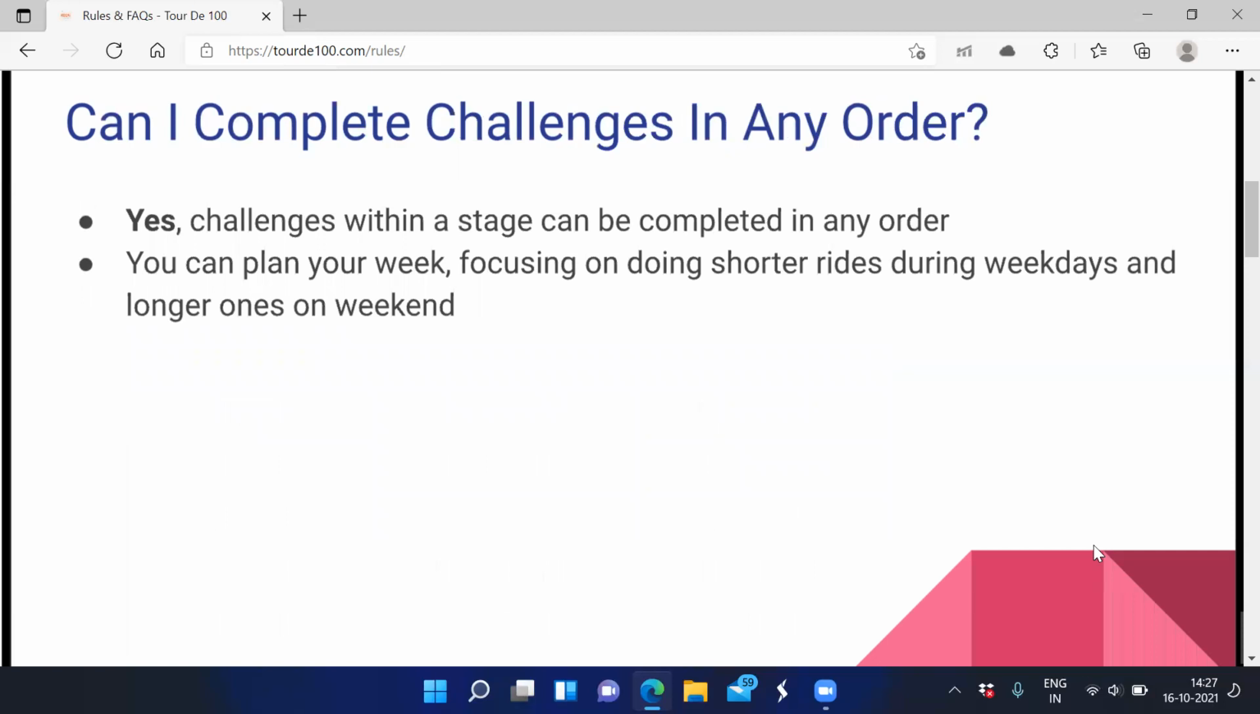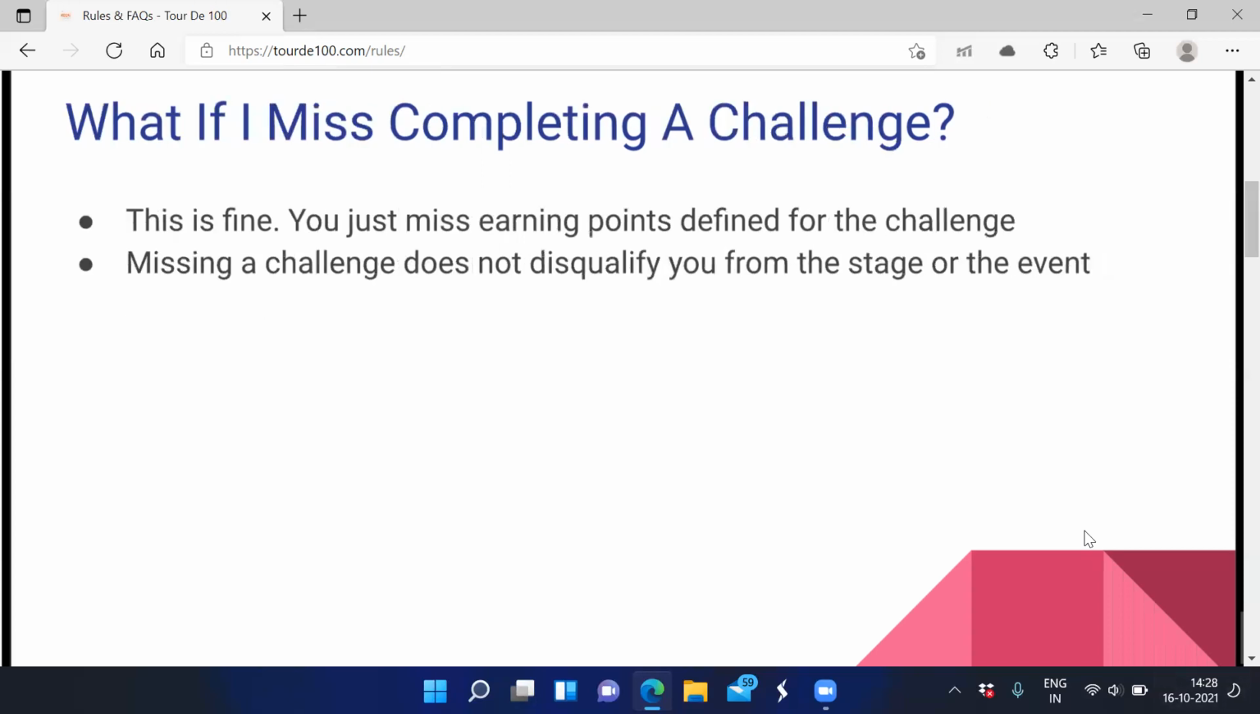Okay. Can I complete challenges in any order? Yes, you can complete challenges in a stage in any order, whichever order you like. For example, in stage 1, there are 6 challenges. You can complete them as per your convenience. If you want to go on a long ride on the weekdays, you can even do that. But they prefer that you go for a long ride on weekends, because on weekdays everyone is working, students have schools and colleges, and the adults have their jobs and businesses to take care of.